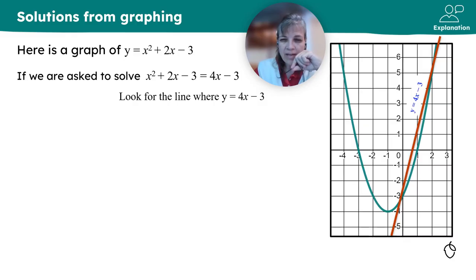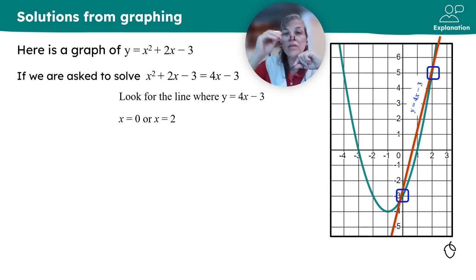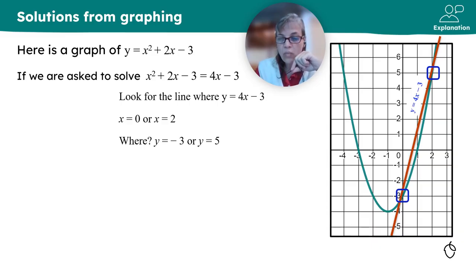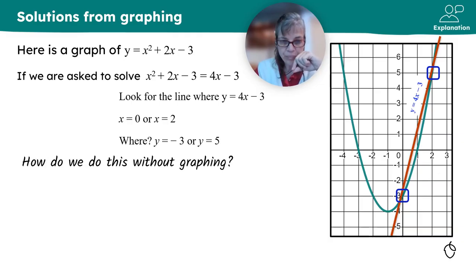If I look at where these two lines, one linear, one nonlinear, cross each other, that's the solution to the simultaneous equations. There's one point that crosses up here and one down here. x is either 0 or x is 2. At those points, y is minus 3 or y is 5. So you have two pairs of solutions for this question.